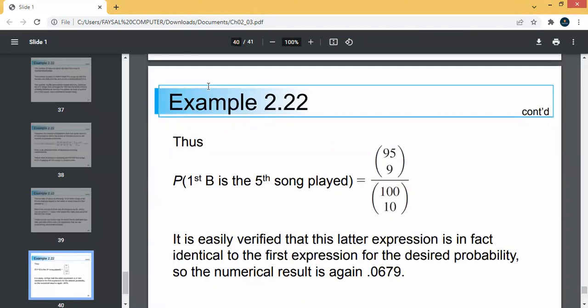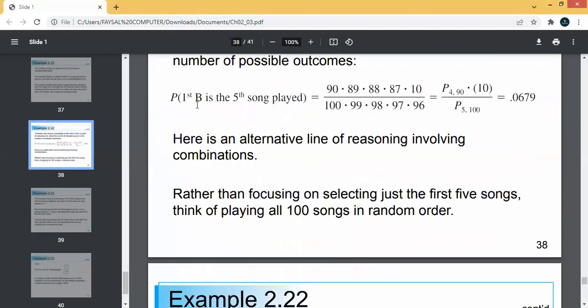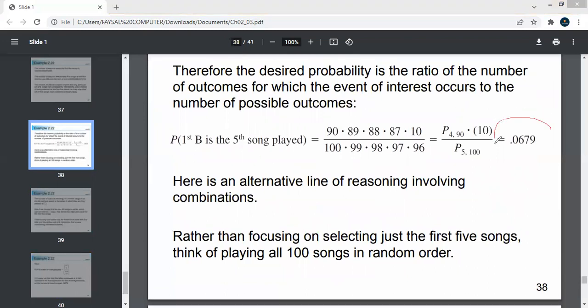Thus the probability of first B in the five songs will be, as I described, 95 total by 9, divided by 100 by 10. So I have 95 divided by 9, where 95 is the total, divided by the outcomes. My mutually exclusive outcomes are 9 again for the denominator, 100 by 10. This method is easier, and the result for this is 0.979. So the result for this and the previous method is the same.